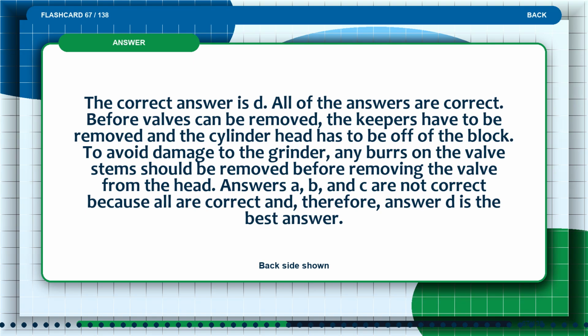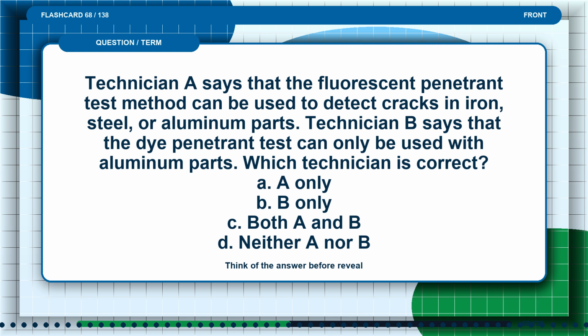The correct answer is D. All of the answers are correct. Before valves can be removed, the keepers have to be removed and the cylinder head has to be off of the block. To avoid damage to the grinder, any burrs on the valve stems should be removed before removing the valve from the head. Answers A, B, and C are not correct because all are correct and, therefore, answer D is the best answer.